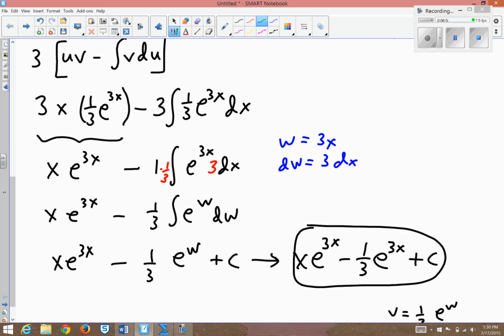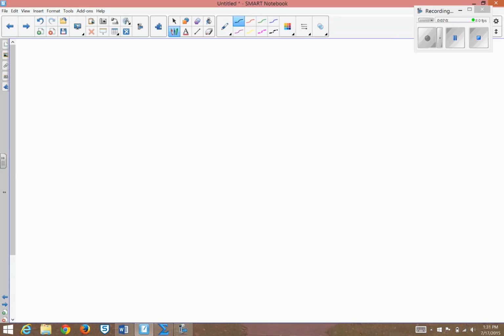I'll do one more example of integration by parts. This one is number 10 on page 452. It's the integral of x to the 3rd times the natural log of x dx.